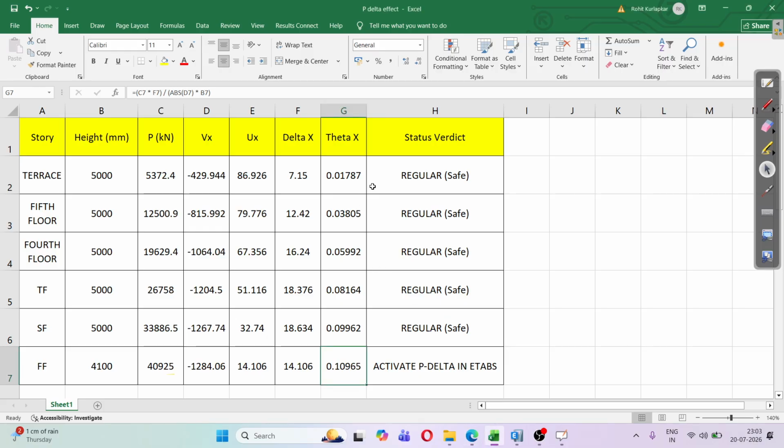So I hope the concept related to the P-delta effect is clear. If you have any doubt, you can ask me in the comment box. I can share this Excel sheet also with you.